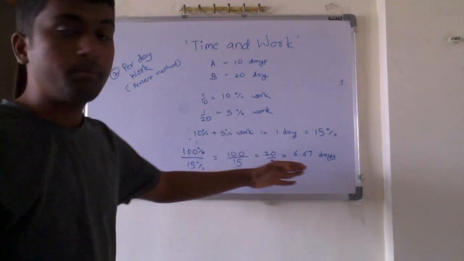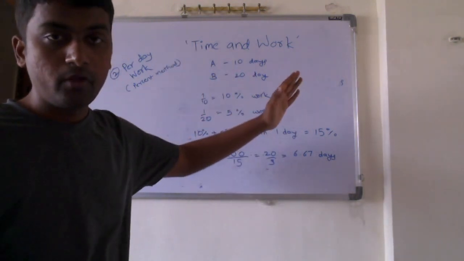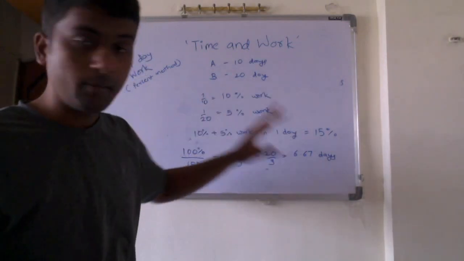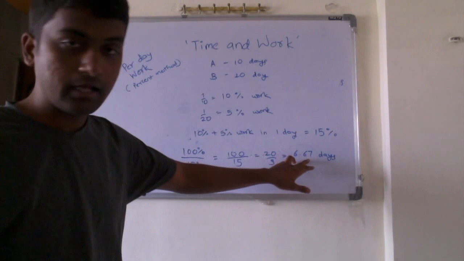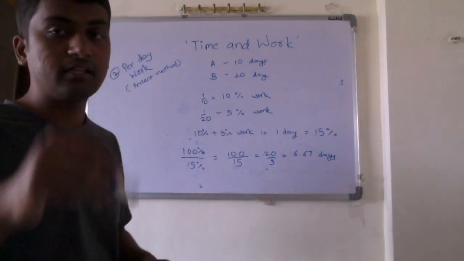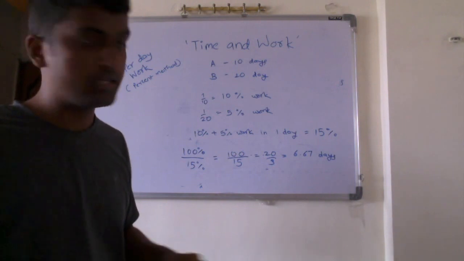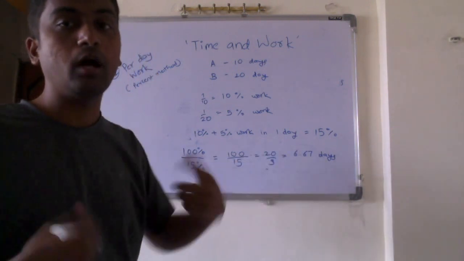Now in some questions they might have options which mention days in hours also, and the problem would be that they are working only 8 hours per day. So no need to worry about the hours till you arrive at this answer. But when you have arrived at this answer, and if the options are like 6 days 4 hours, 6 days 5 hours, then we have to convert this 0.67 into hours.